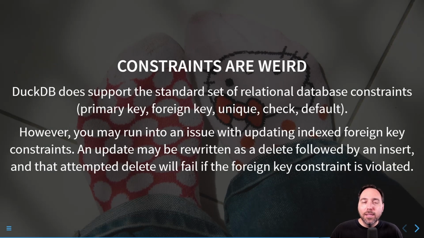Constraints, they're a little weird. DuckDB does support constraints. I mentioned foreign keys, primary keys, unique keys, check constraints, default constraints. But there are some strange ways that they've implemented operations. Like updates sometimes are actually a delete followed by an insert. And well, if you have a foreign key constraint and you try to update the parent record, it will delete the parent record and then insert the new parent record, except that it'll fail to delete the parent record because there are child records associated with that parent record. So this can be a problem. Foreign key constraints do exist. They may not be as helpful as you'd hope.